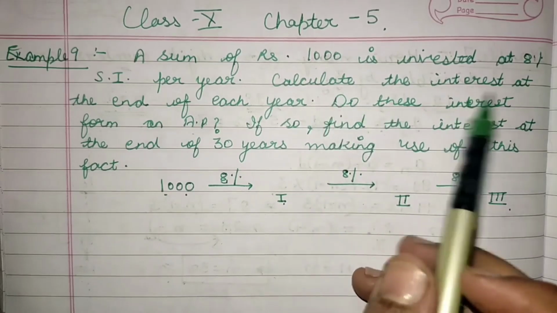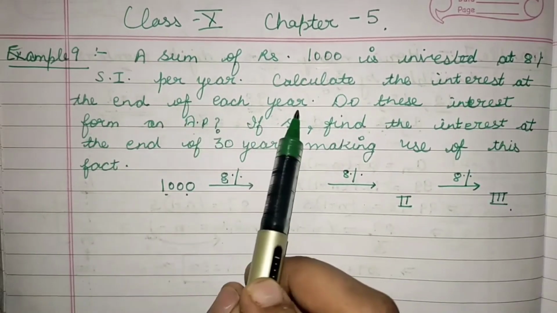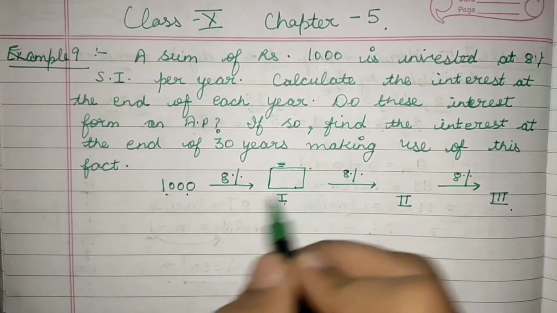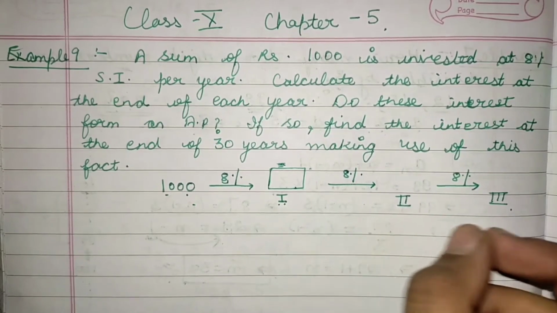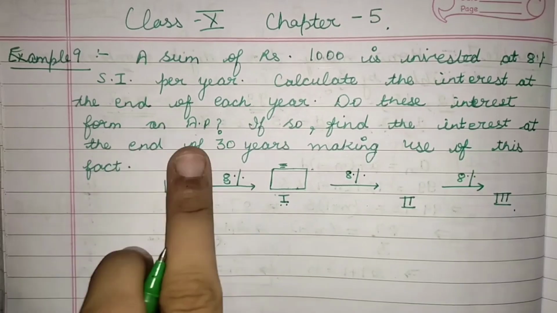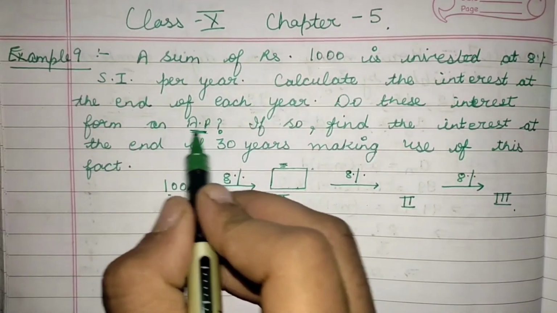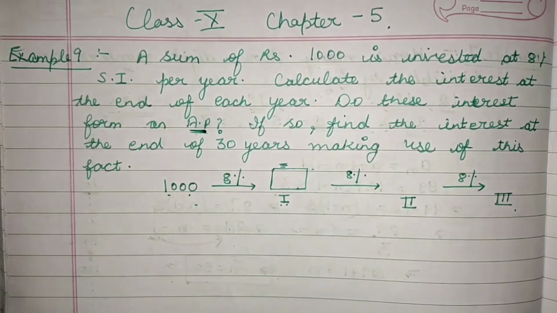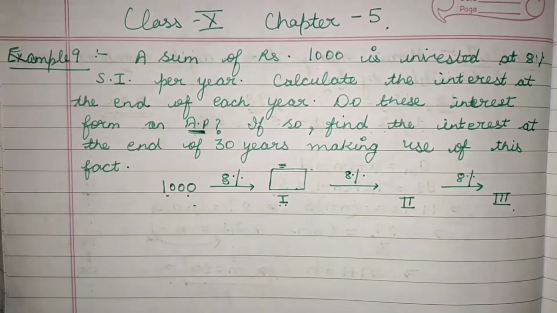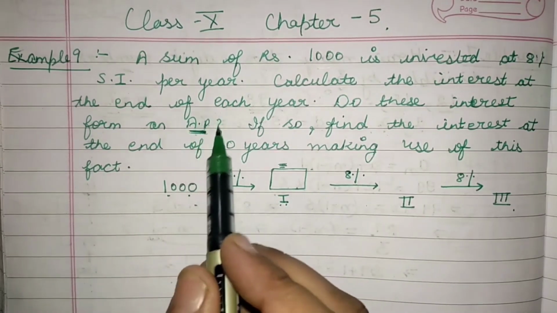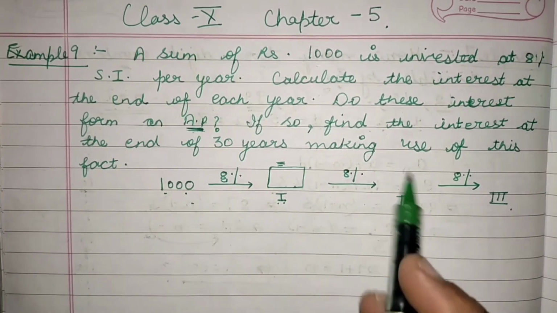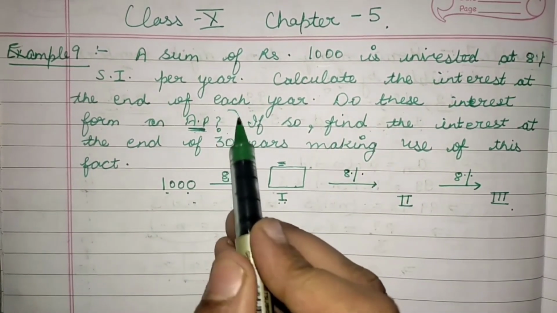Then they are saying to calculate the interest at the end of each year. So we have to find out what the interest will be after the end of the first year, second year and third year. Then they are asking, do these interests form an AP? So we have to find out whether the interests are forming an AP or not. How can we decide that? If the difference between the terms is the same, then we will say that this is forming an AP, otherwise no AP will be formed.